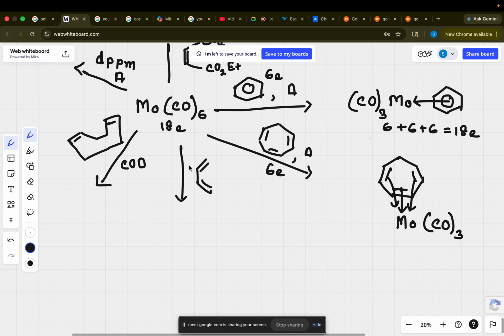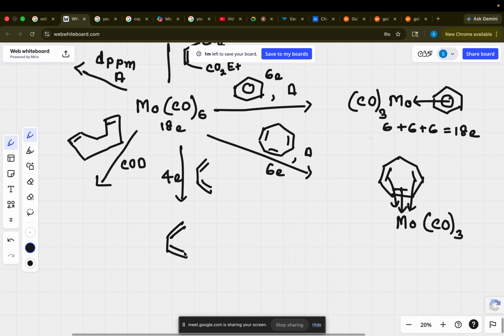Now in this case, 1 CO is left. Why? No, this one. Why one carbonyl? How many electrons do you have from this cyclobutadiene? 4 electrons, right? So try to draw the structure.